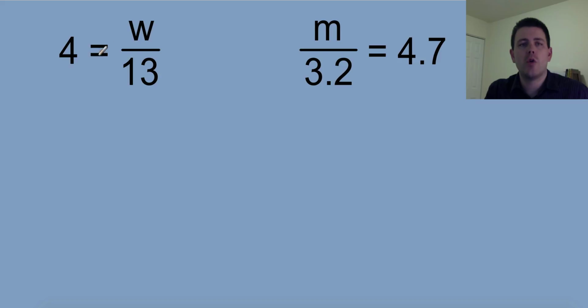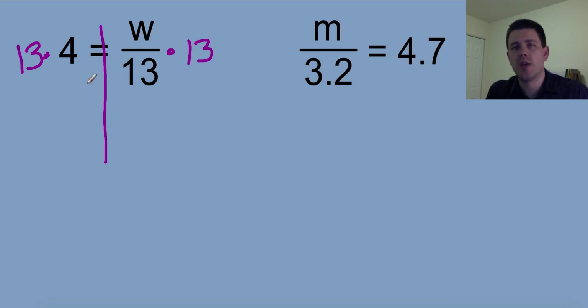So over here, 4 is equal to W divided by 13. Remember that fraction bar means divide. So I'm going to draw my line down through the middle, and I'm going to take a look at my variable. What did they do to W? Well, they divided it into 13 parts. So I want to undo that. I want to do the opposite. So I want to multiply times 13. But I got to treat both parts of my equation equally, so I multiply both sides by 13.